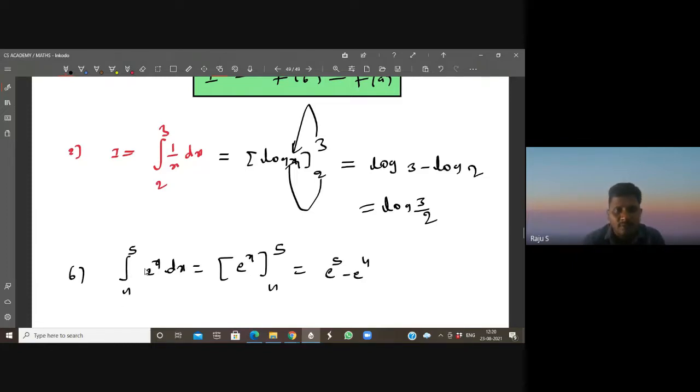First, don't think about limits. E power x is there. E power x integral is e power x from 4 to 5. In place of x, substitute upper limit minus lower limit. That's all. This is the answer.